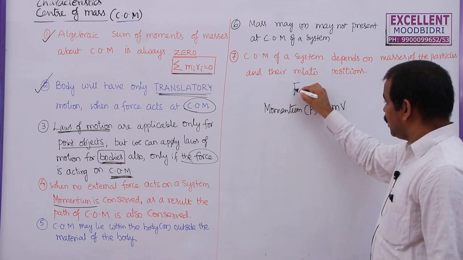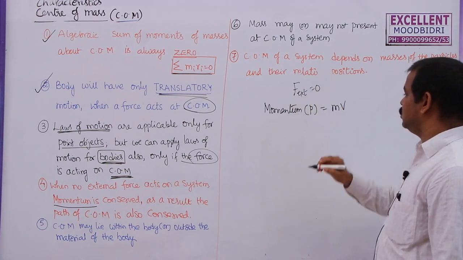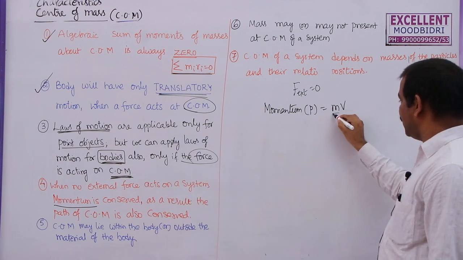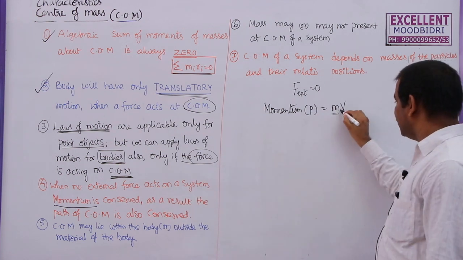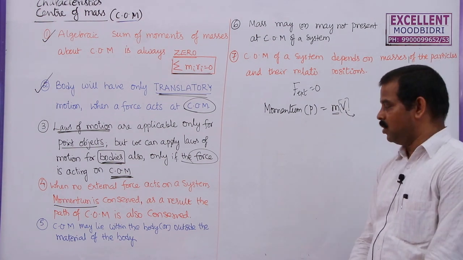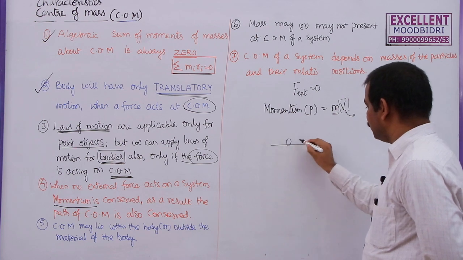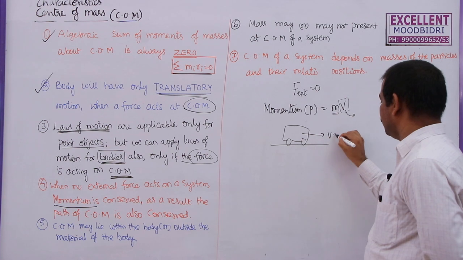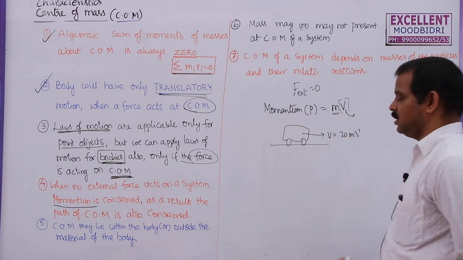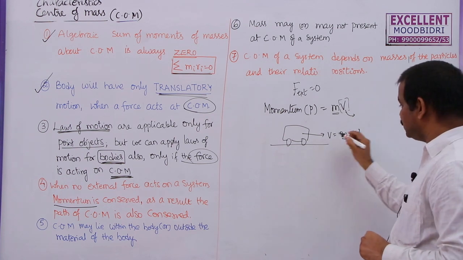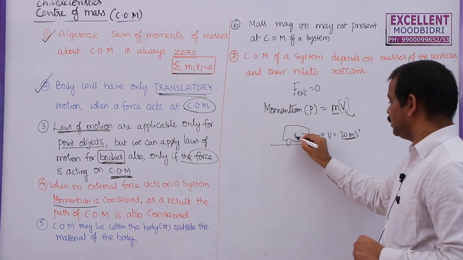When the external force is 0, we can say the momentum is conserved, that is, mass is already conserved. So velocity is also conserved. This is the velocity of the center of mass of the body. For example, if a bus is moving with some speed, let us say 20 meters per second, what is this 20 meters per second? This is the velocity of the center of mass of the bus, somewhere here.